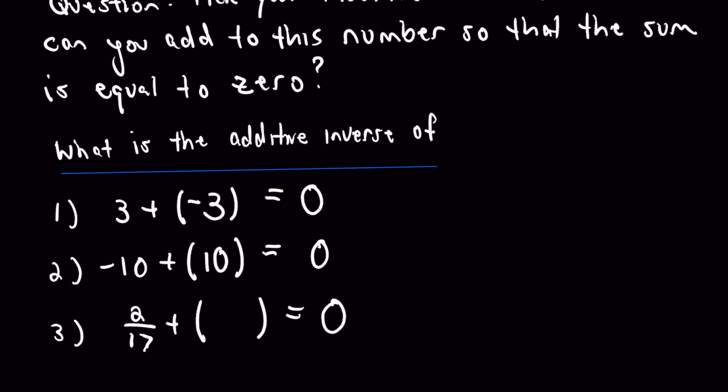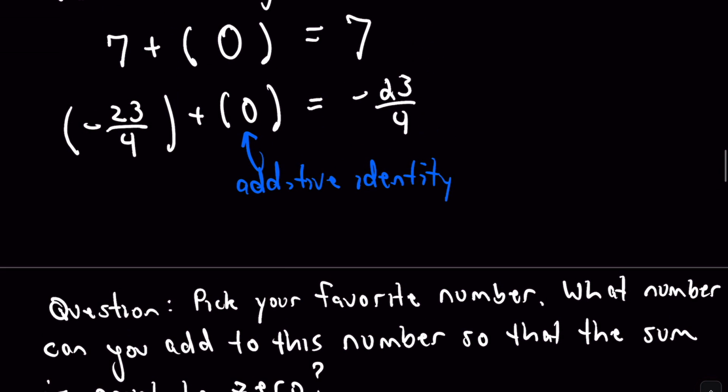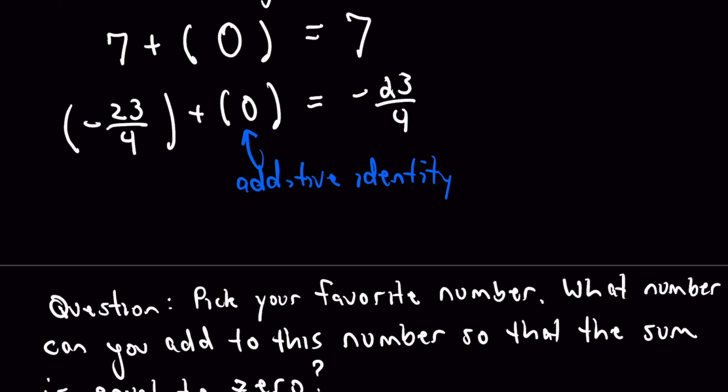Well, negative 10 plus positive 10 would give me 0. And for 2 over 17, I would have to add negative 2 over 17. So when you find the additive inverse of a number, for each number there is a different, specific number, okay? There was only one additive identity. And this works for any number that you start with, right?